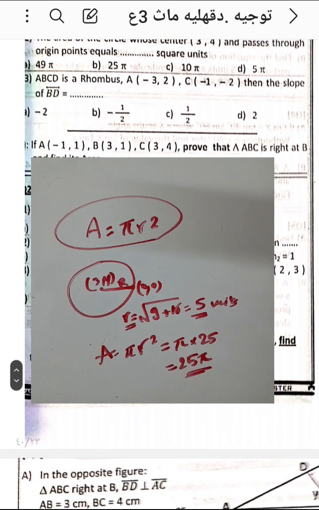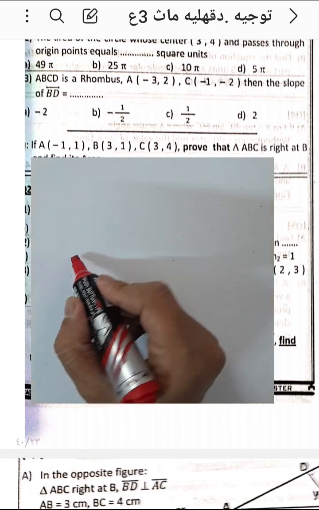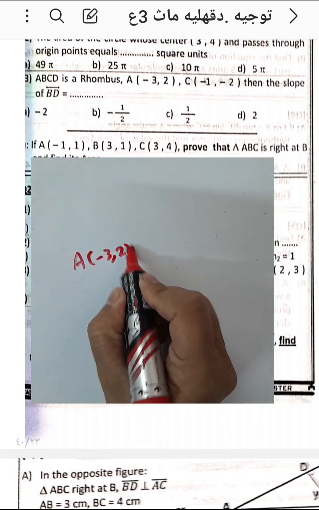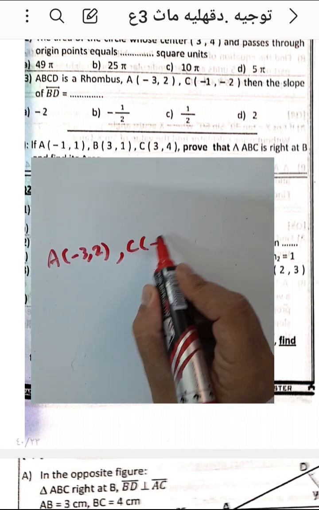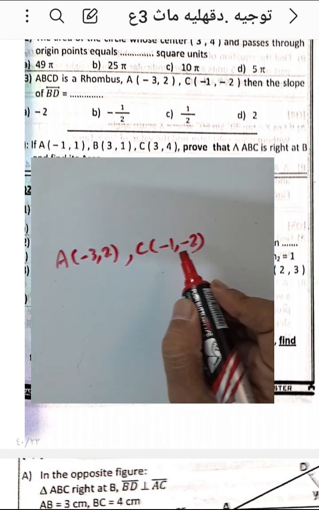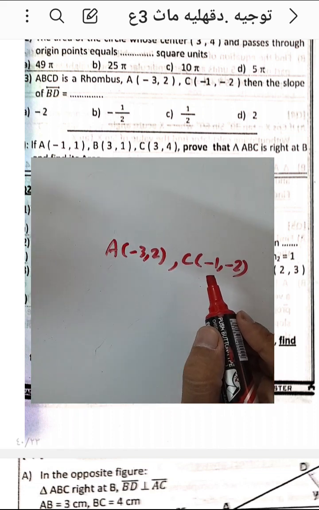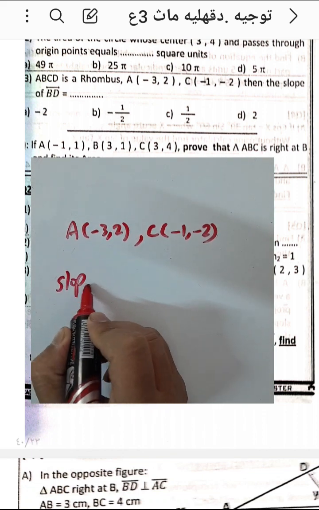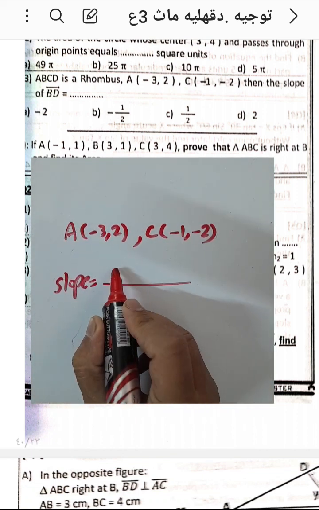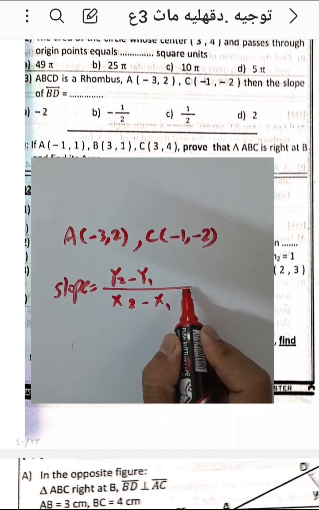Question number 3. ABCD is a rhombus. We have a rhombus, and A equals (3, 2), and C equals (-1, -2). Then what is the slope of BD? We want to find the slope. We know the rule: slope equals y2 minus y1 over x2 minus x1.